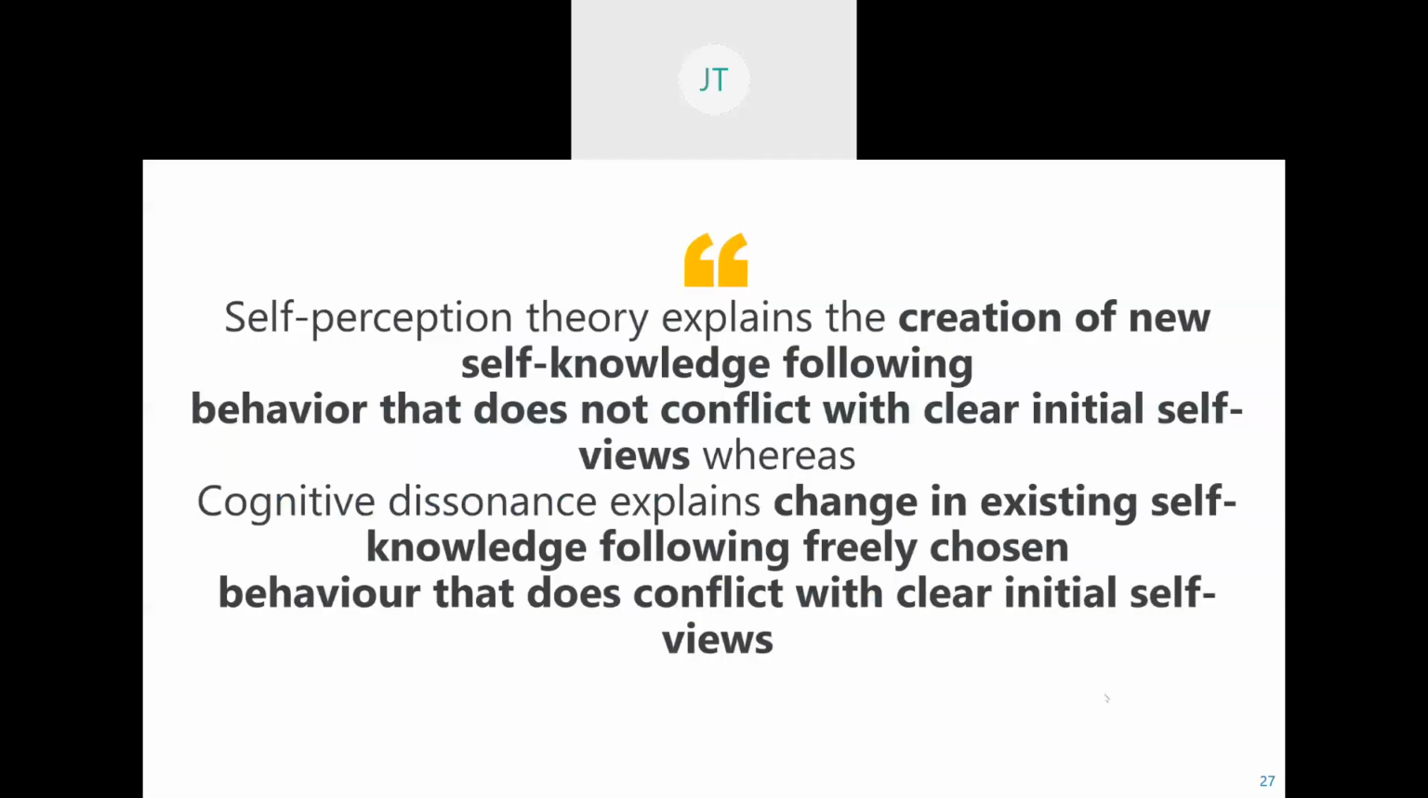So looking at it from a different perspective. Self-perception theory explains the creation of new self-knowledge following behavior that does not conflict with the clear initial self-view. Whereas cognitive dissonance explains change. It's not creating new self-knowledge, it's a change in the existing self-knowledge, which means there is a conflict following freely chosen behavior, like continuing to explore and study the topics even though I don't like it, that does conflict with clear initial self-views. So this is where the difference lies, and these are the two approaches of knowing the self: self-perception and cognitive dissonance. I think with this, for unit two, I believe we are done.